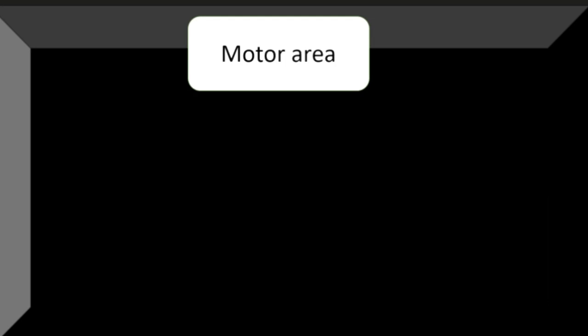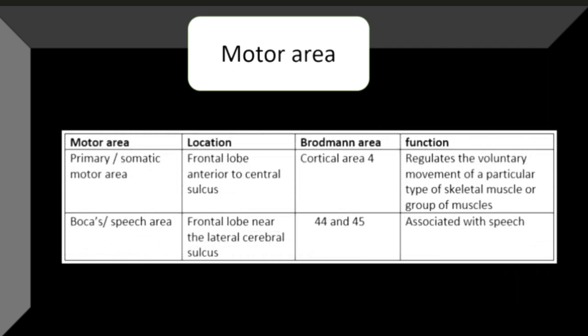So next we are going to learn about the motor areas. Motor areas are further classified into two types, that is primary or somatic area and speech area. So first of all, let me say what the motor area is.